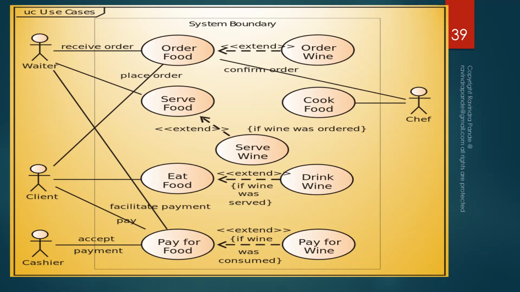That's why it extends. Okay, then the client eats the food and again drinks the wine. Then after eating the food, the waiter comes and gives him the pay, or the bill for the food. Then the customer goes to the cashier and pays for the food and the wine. It's simple enough, right?